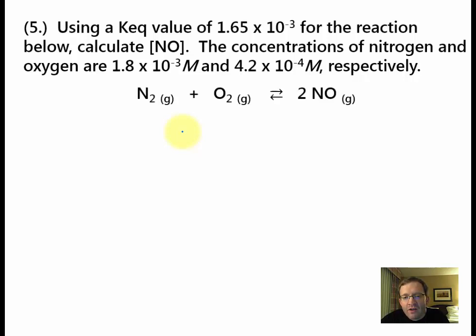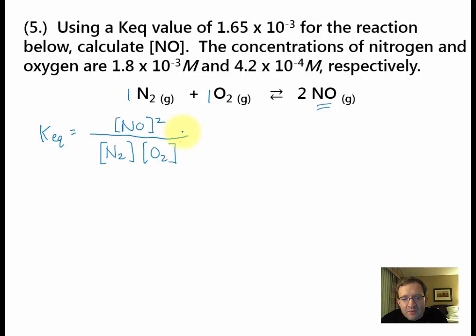We're told the KEQ value again, and we're being asked to find the NO here. Now notice my equation when it's balanced is 1, 1, and then this 2 is already written here for me. This is going to be a little bit different at the end of the calculation than the last one was, but not a whole lot more difficult. So real quickly then, let's set the KEQ expression up. Remember, my products go on top, so that's NO, and it's squared. That's an important number to remember here. And on the bottom I've got nitrogen, and I've got oxygen. Each of those is to the first power.